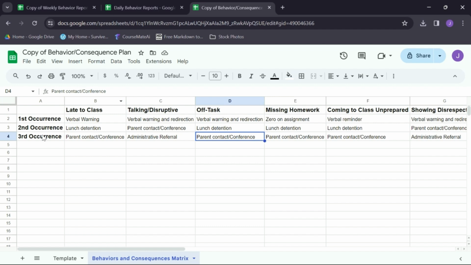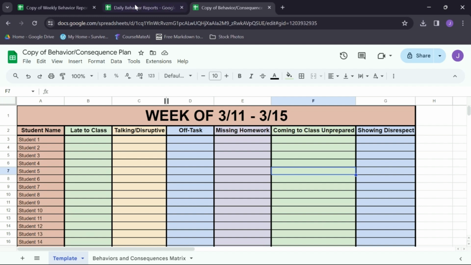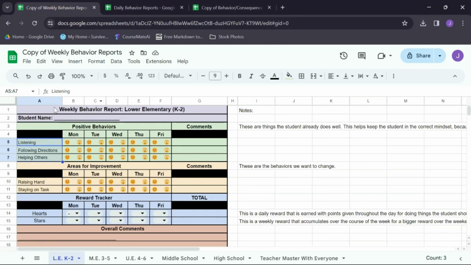Okay, so this behavior matrix, along with this tracking sheet and these behavior reports, this is your classroom management plan. This is your behavior management plan. This is what you need to build everything around, and this is what can't slip.